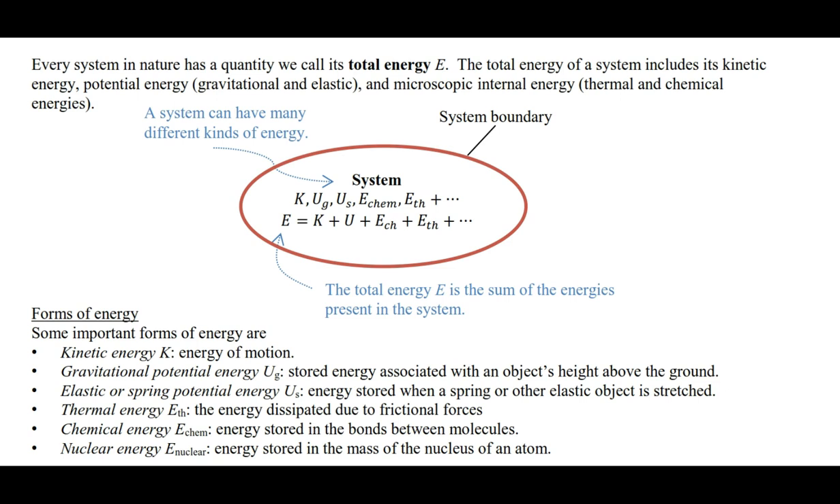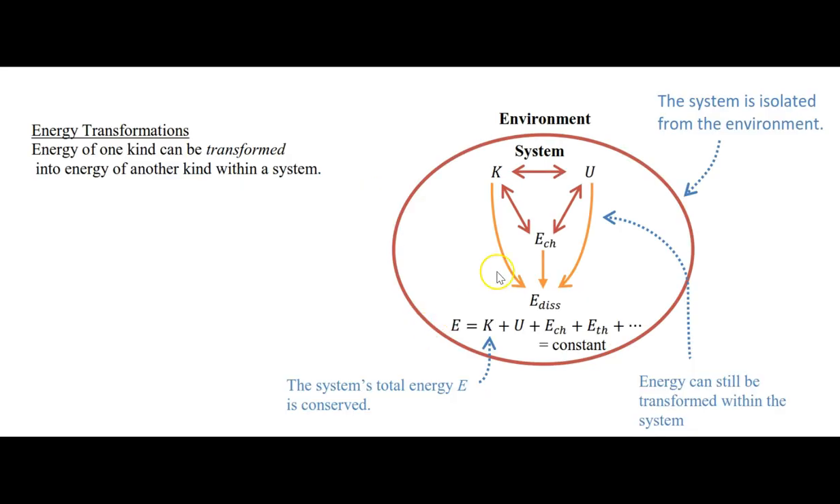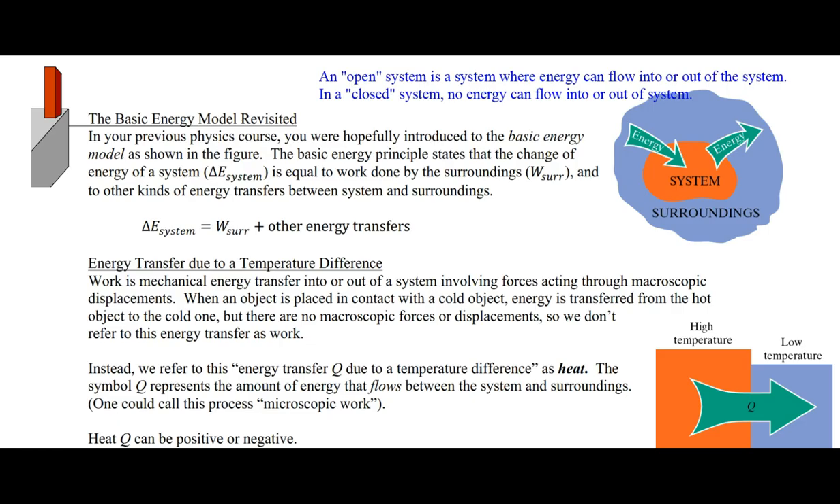The total energy of the system is essentially the sum of all the different types of energy. We have kinetic energy, gravitational or elastic potential energy, we have chemical energy, and we have thermal energy. Also, there is nuclear as well. Within the system, there can be many changes of energy from one form to another form, as shown by the diagram over here. Go back to our notes.